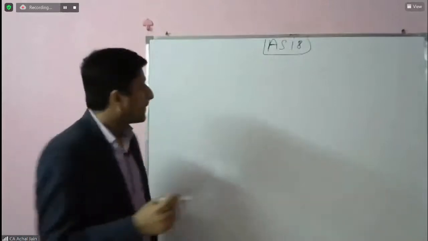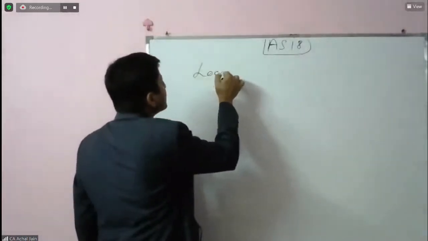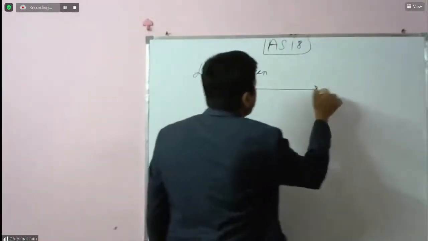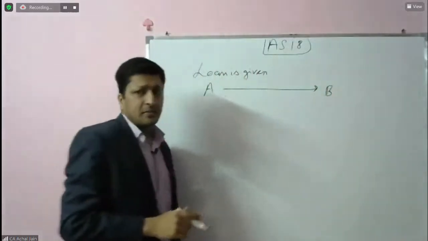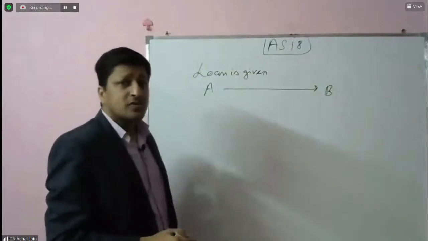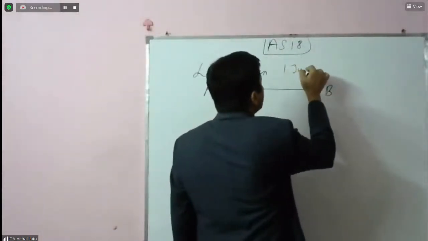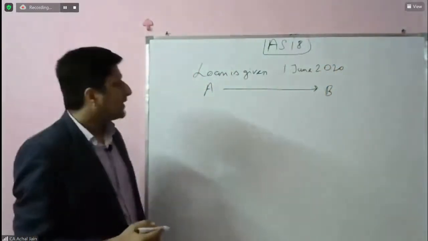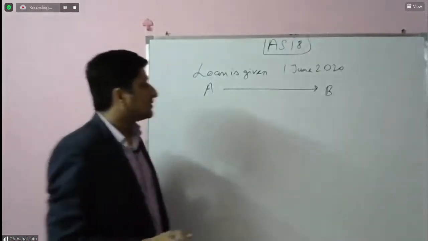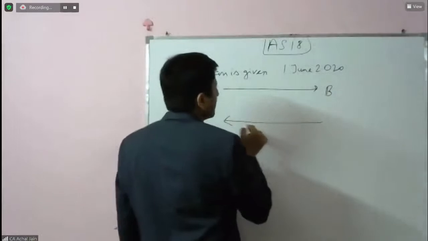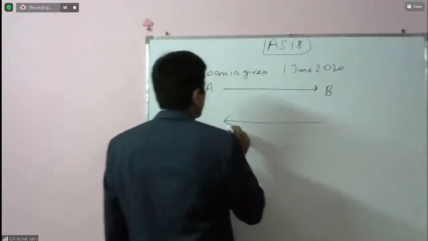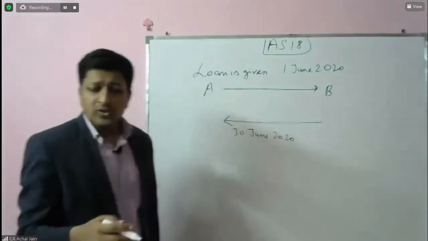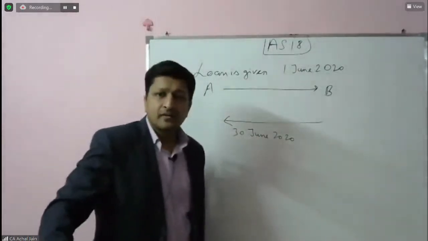The first, say loan is given, and this loan is given by A to B. Both of them are related parties. This loan was given on 1st June 2020. Correct? And after 1 month, this loan has also been squared off on 30th June 2020. It's repaid by B to A.